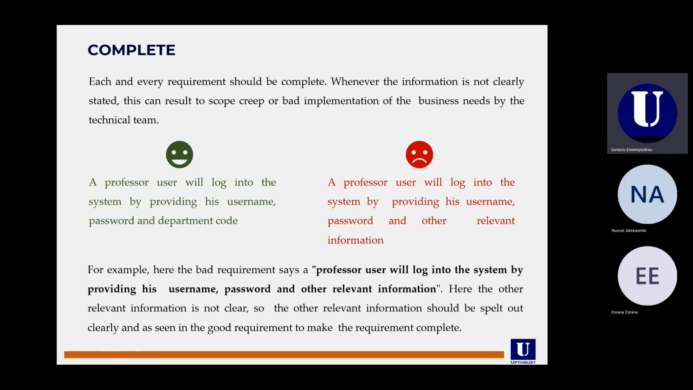My password could be Genesis 3036. And my department code, maybe I'm lecturing in the department of pure and applied physics, right? And pure and applied physics code could be PA021, right? So I need to provide these three credentials before I'll be able to log in as a professor user or as a professor on the e-learning platform.